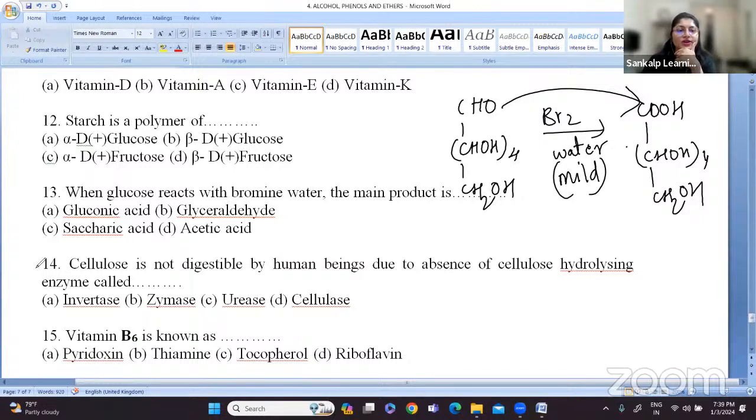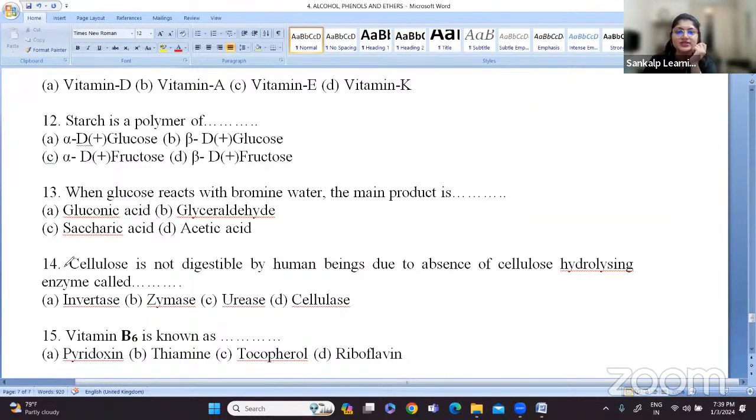Next one: cellulose is not digestible by human beings due to absence of the cellulose hydrolyzing enzyme called: A. Invertase, B. Xylase, C. Urease, and D. Cellulase. Yes, in the human body we are unable to digest cellulose because of the lack of the enzyme called cellulase.